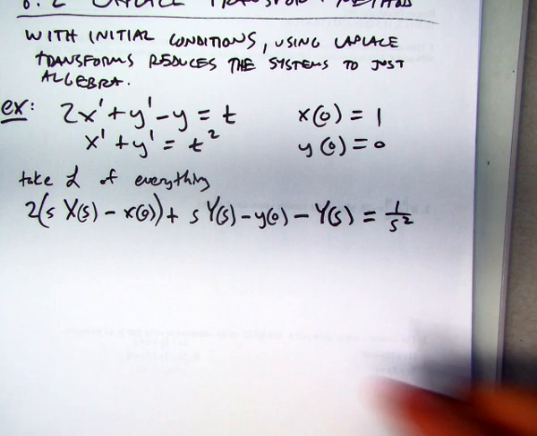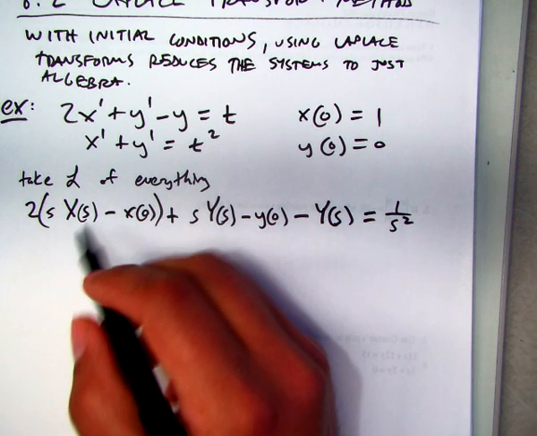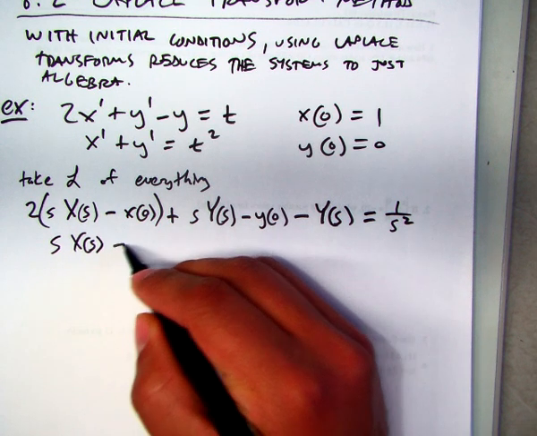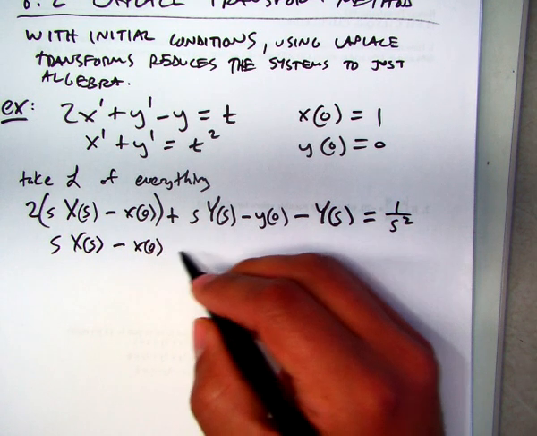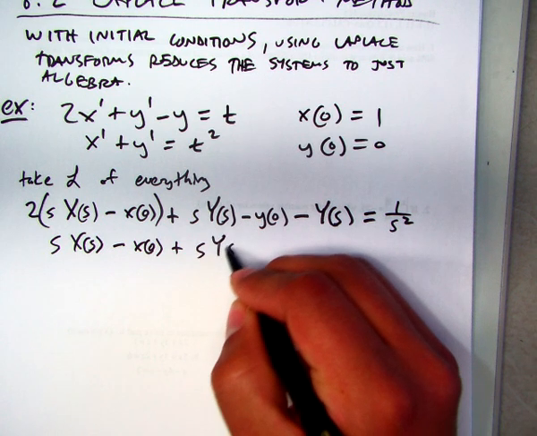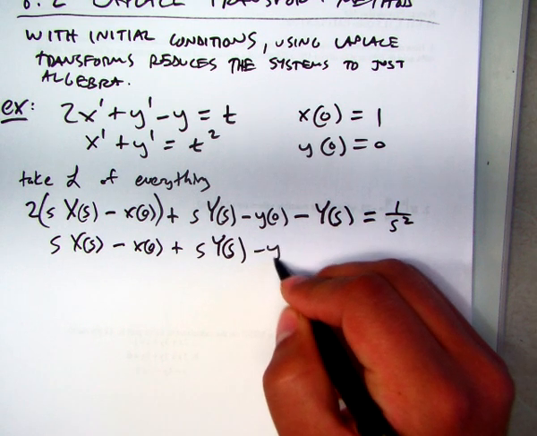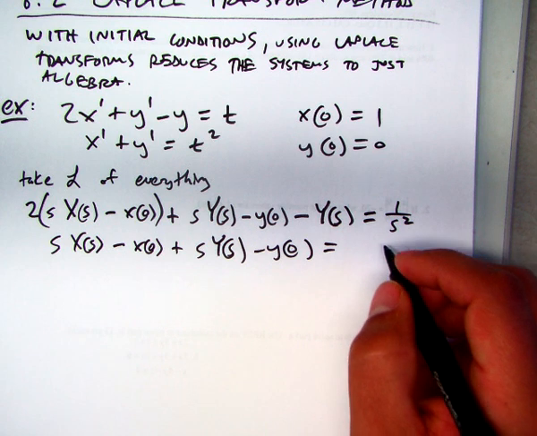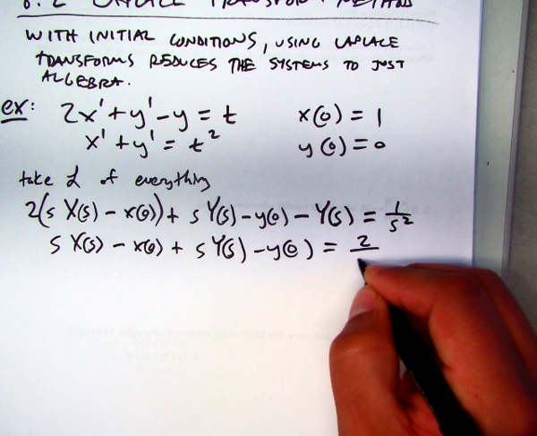And we do the same thing with the second equation. We get s X of s minus x of 0 plus s Y of s minus y of 0, and that equals the transform of t squared, so that's 2 factorial over s cubed.